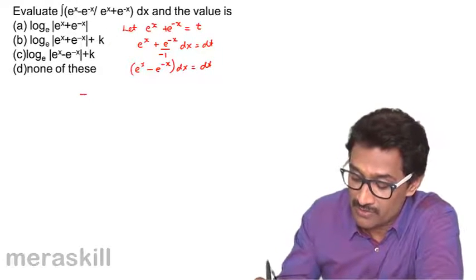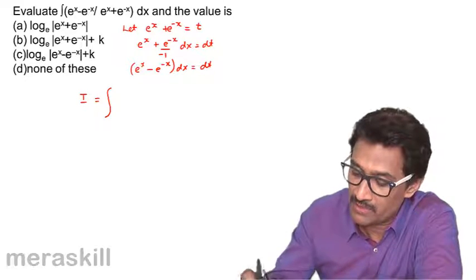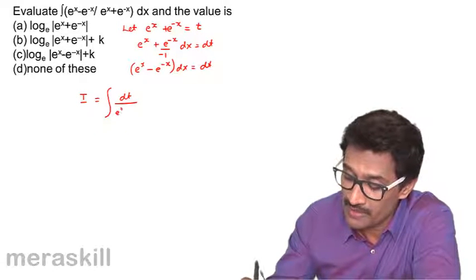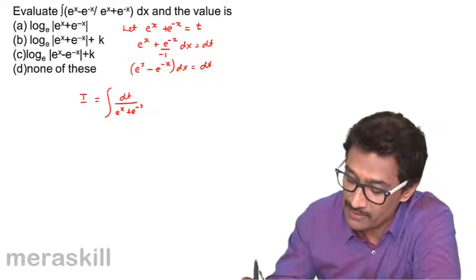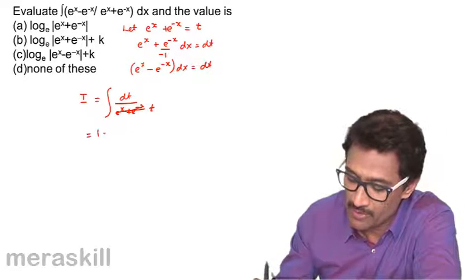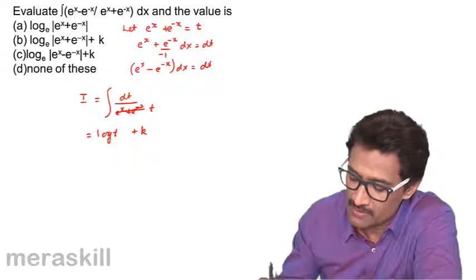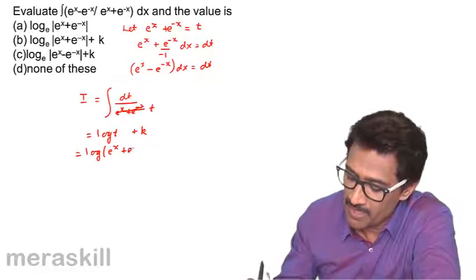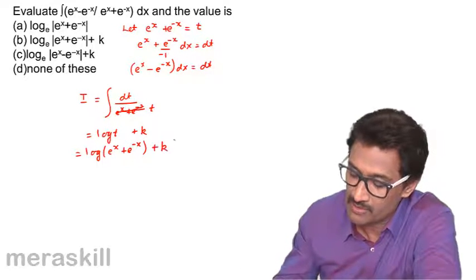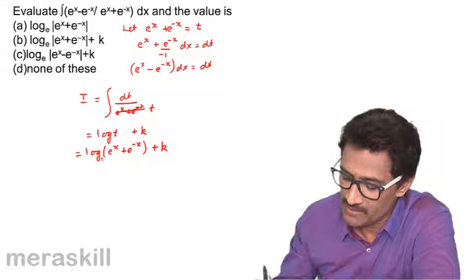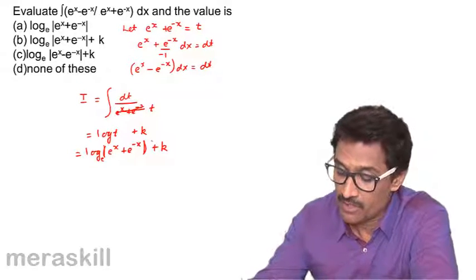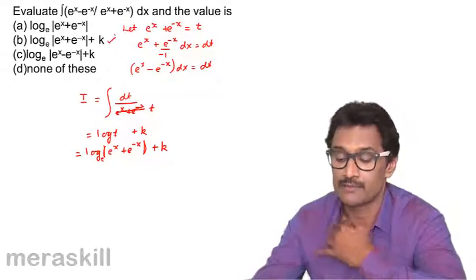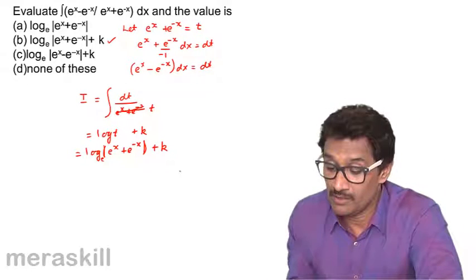So if you look at our integral I, it is nothing but the numerator into dx, which is nothing but dt itself, upon the substitution which we have made, e raised to x plus e raised to minus x, that is t. So dt by t, which is going to be log t plus the constant. Log t is nothing but log of e raised to x plus e raised to minus x plus constant, which is to the base e obviously. So it's going to be option number B.